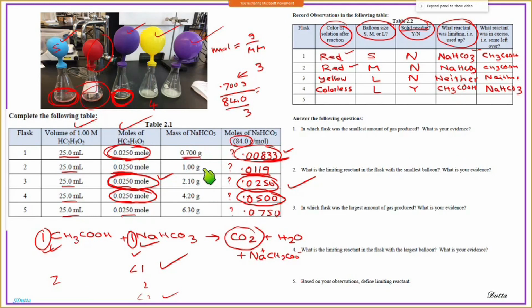Whenever you are given grams, you don't know how much you have, because the molecules react by their sizes, not by their masses. You have to go to the mole, which means you need to divide by the molar mass. In which flask was the largest amount of the gas produced? So these will vary depending on the experiment. Sometimes we have experimental error, and you may not get this one as big as this one. So you justify based on what you saw in the video.